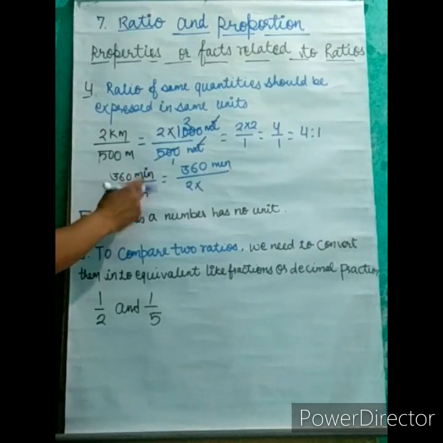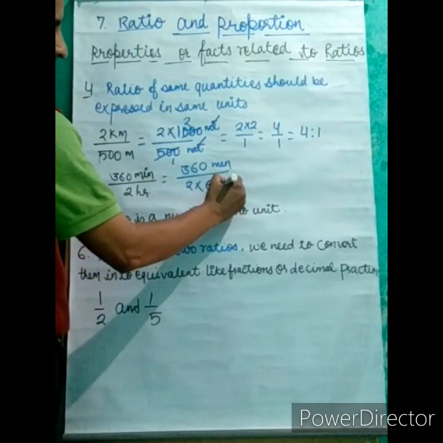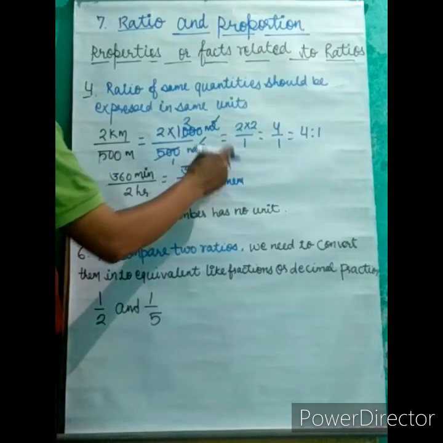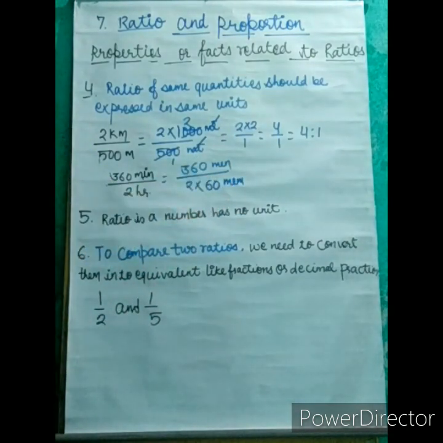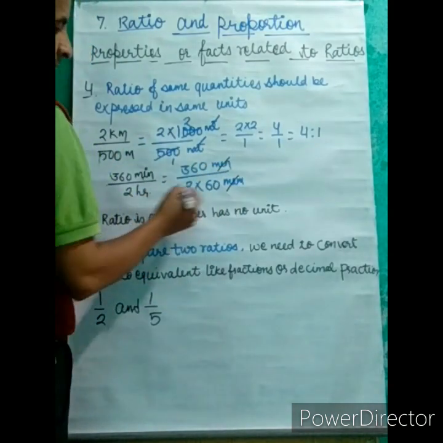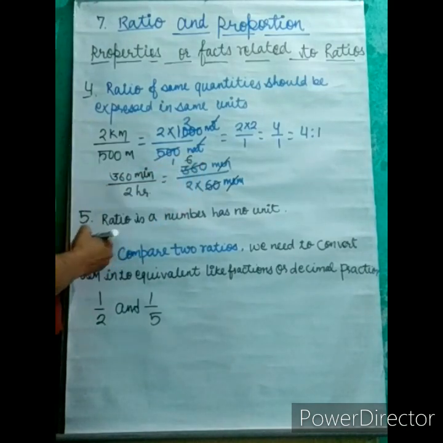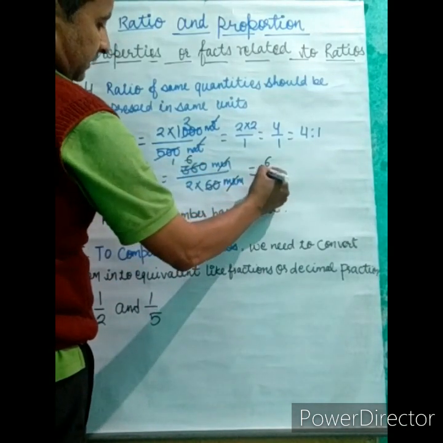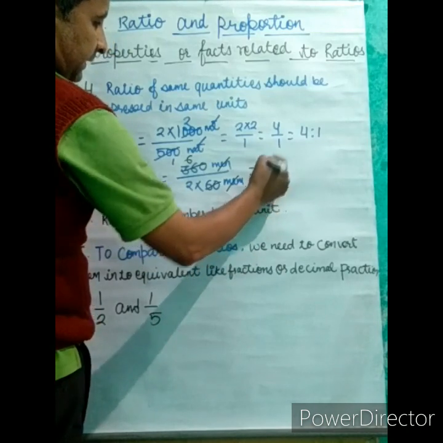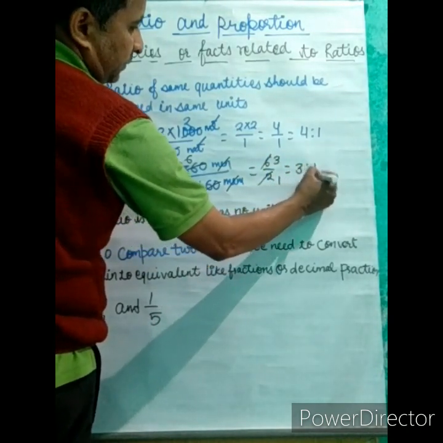So we will convert both into minutes by multiplying 2 by 60. Now it also converts into minutes. Now you can see the first term and second term both have the same units, minutes. So minute will cancel by minute. Here 60 cancels 360 6 times. So here you will have 6 over 2, which cancels to 3 over 1. We can write 3 ratio 1.